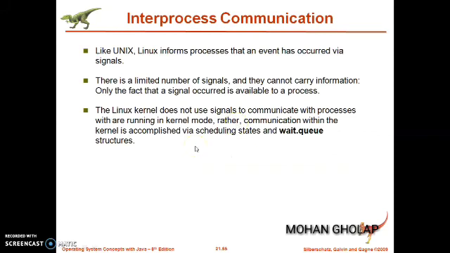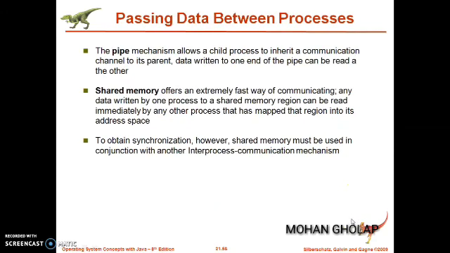After this, we have the last point of this chapter, that is interprocess communication. I think we have already discussed this concept in detail while discussing processes. Interprocess communication facilitates the communication among the processes. There is a limited number of signals and they cannot carry information. Only the fact that a signal occurred is available to a process. The Linux kernel does not use signals to communicate with processes which are running in kernel mode. Rather, communication within the kernel is accomplished via the scheduling states and wait queue structures. In general, interprocess communication takes place through signals, but the Linux kernel does not use signals for it. It supports interprocess communication through the scheduling states and the wait queue structures.